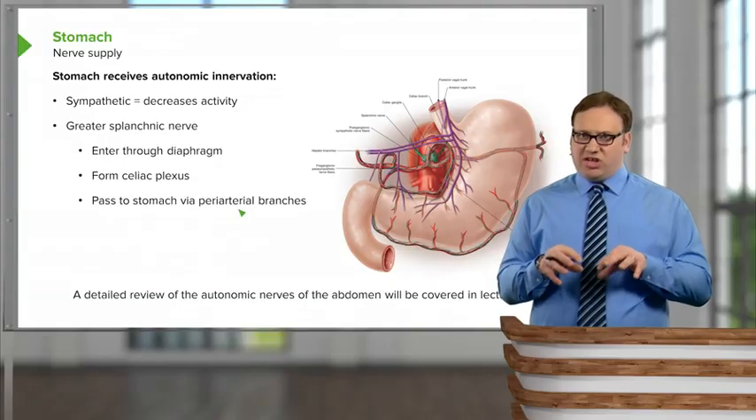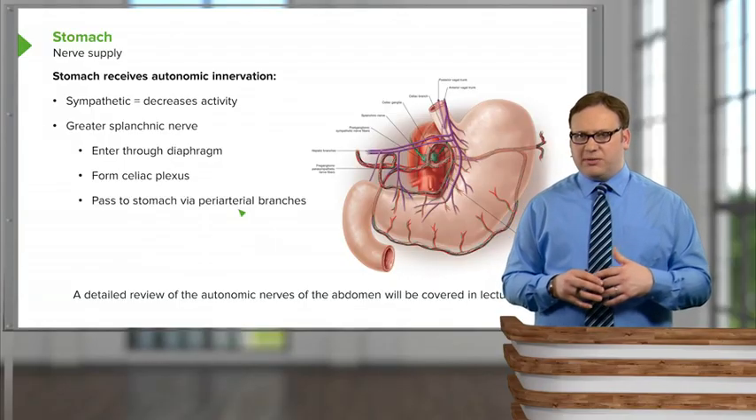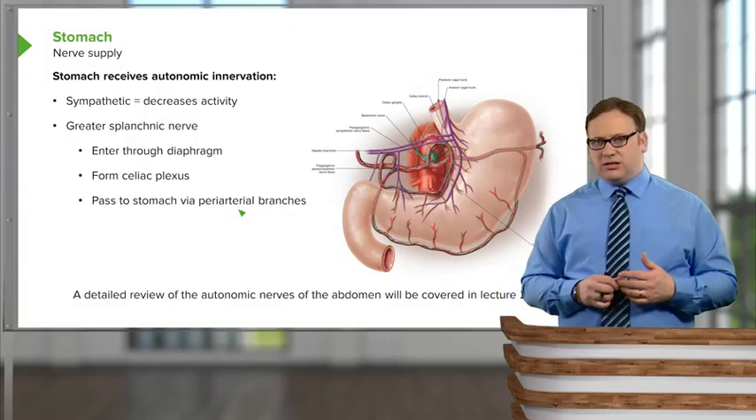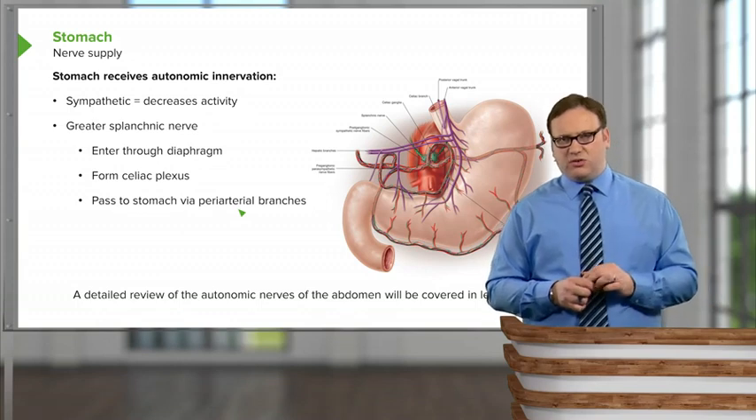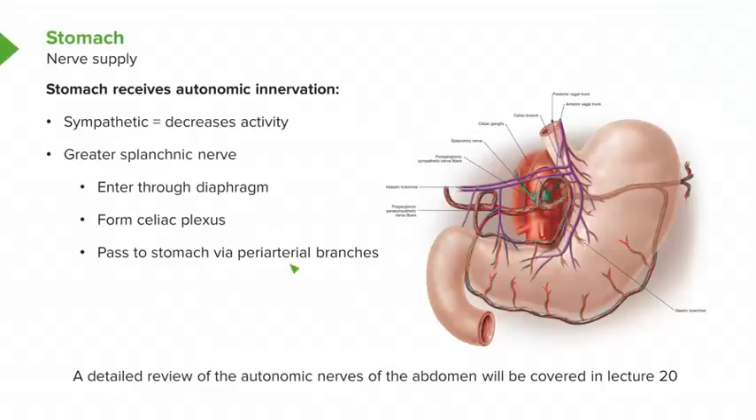If you want the activity to go down, so if you're doing activities that don't really require your stomach to work that heavy, then that's why the sympathetic division. Okay, the sympathetic division of the autonomic nervous system dampens down the activity of the stomach. And this is via a nerve called the greater splanchnic nerve.